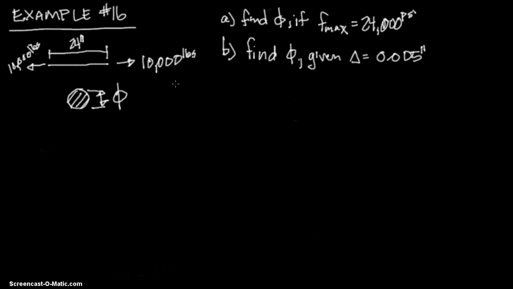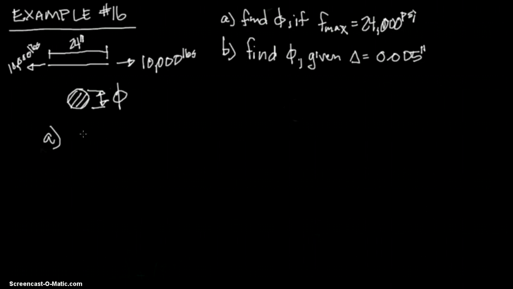Welcome to example 16, and in example 16 we have two tasks here. We have A, what is the required diameter if its unit stress may not exceed 24,000 psi, and B, what is the required diameter if its elongation is not to exceed 0.005 inches. So we start with A. We want to find the diameter of this steel rod here, given that the max stress equals 24,000 psi.